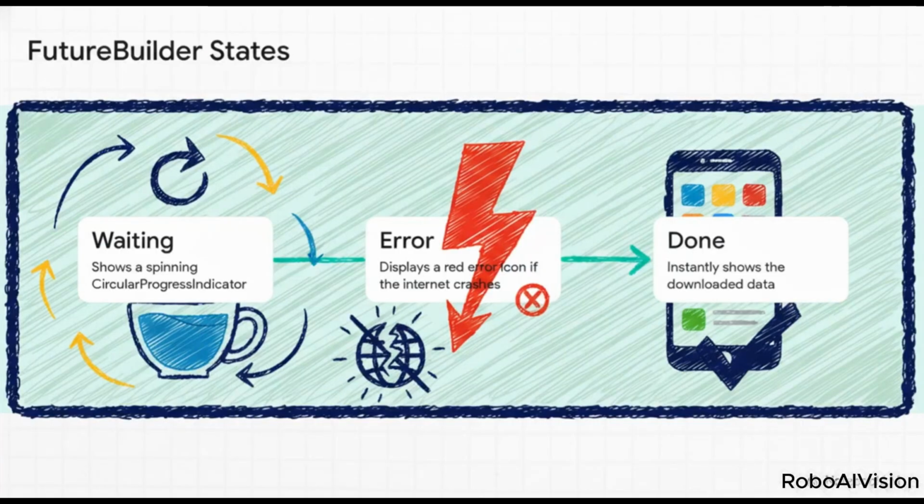But wait, how do we actually show the user that we're waiting for that cup to fill? Imagine a fast food digital order screen. In Flutter, that's your Future Builder widget. It constantly watches that empty cup future and automatically updates your screen through 3 distinct states. First, waiting, where we show a spinning circular progress indicator. Second, error, just in case the internet crashes. And third, done, where we instantly display that sweet downloaded data.